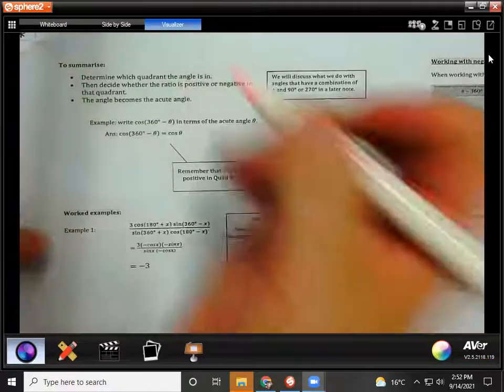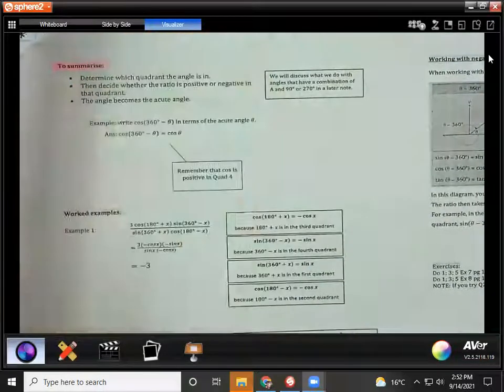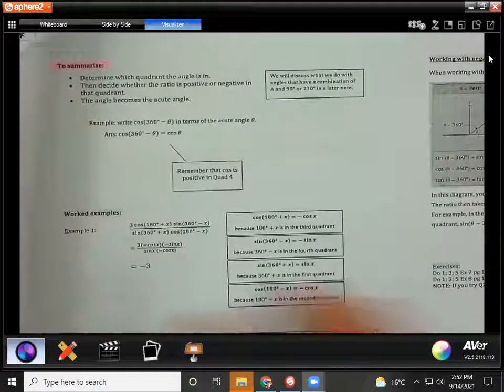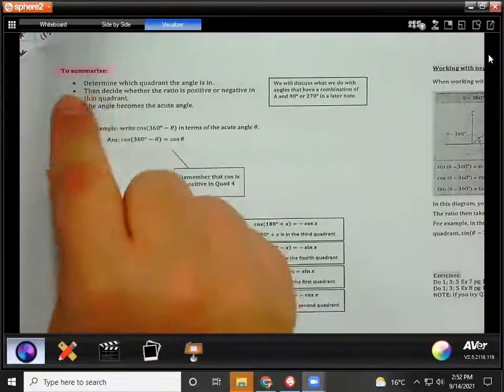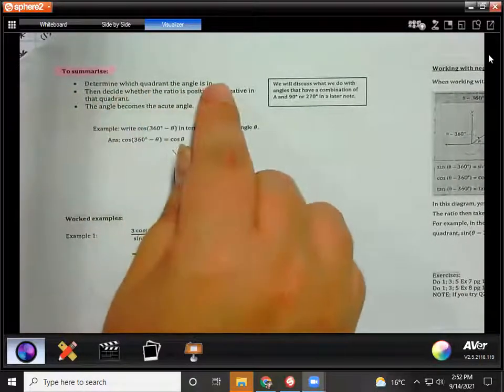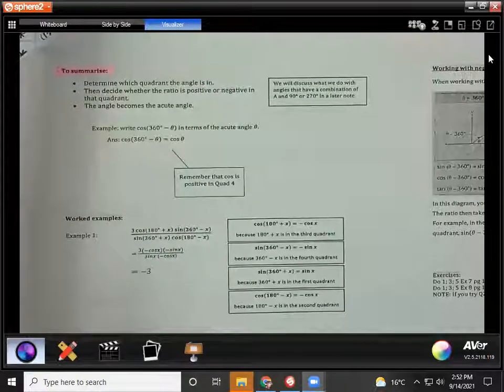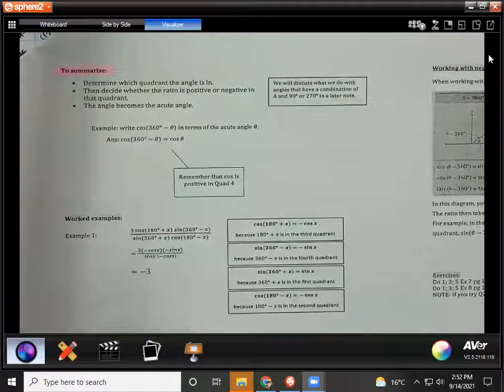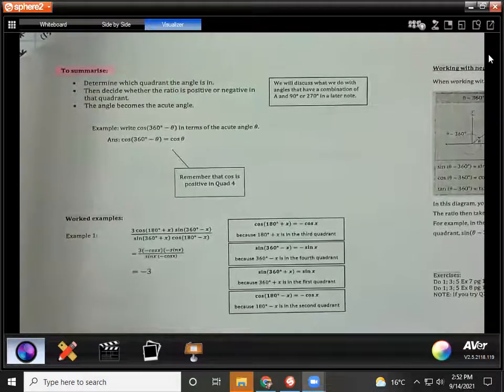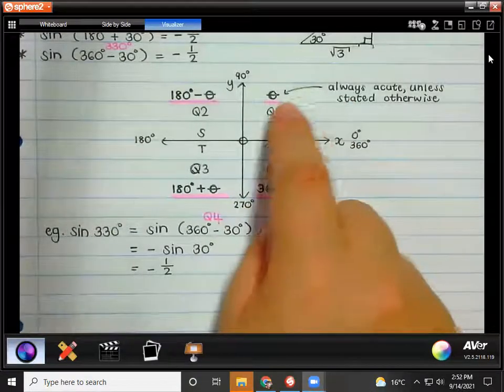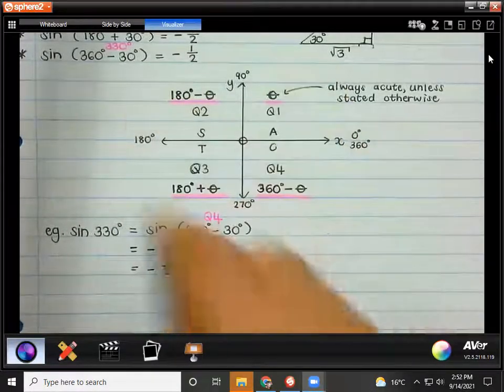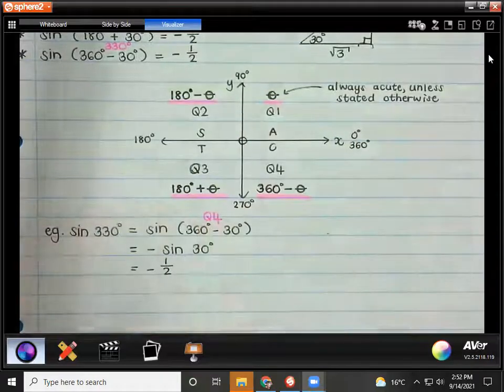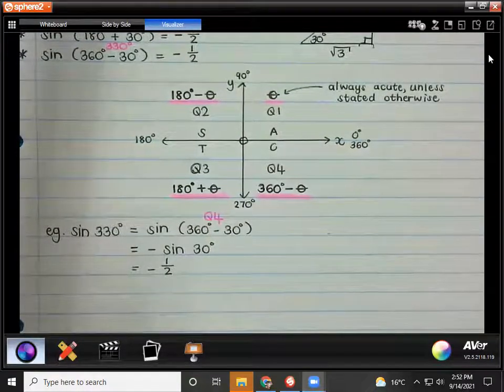So to summarize, this is important, guys. Please underline that or highlight that. That's what we're going to do each time. Determine which quadrant the angle is in. If they've given you a numerical angle, you will know which quadrant that is in. If they've given you 150, you should know that that is in the second quadrant. Or they're going to give us these expressions, and we need to then identify if it's 180 plus theta, it's going to be in the third quadrant, and so on. That's going to be your first step.